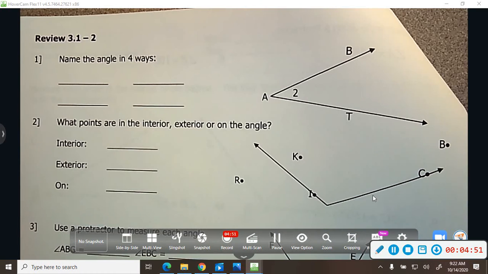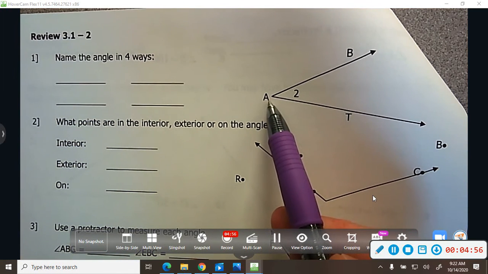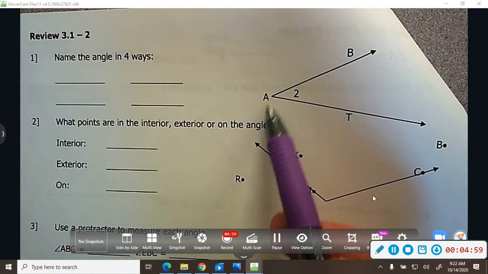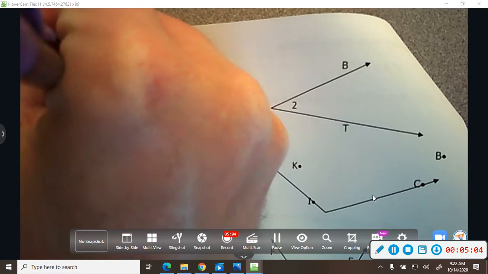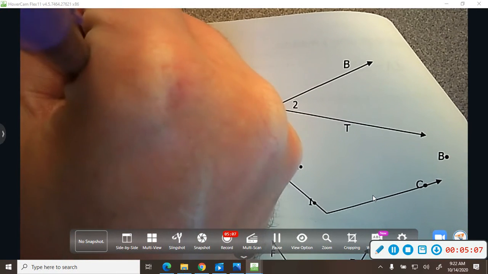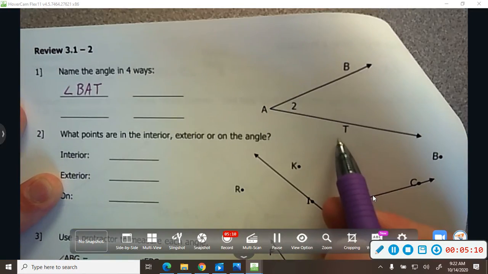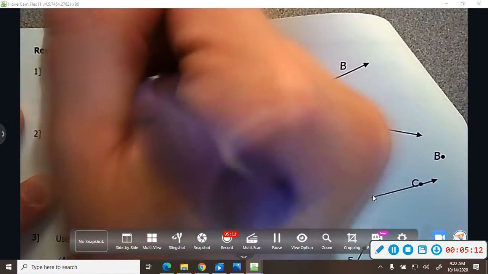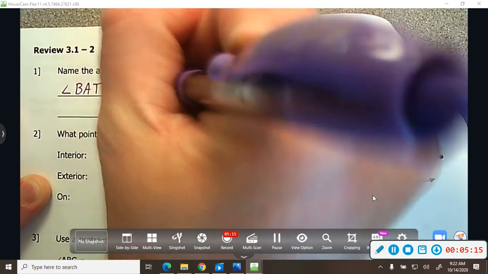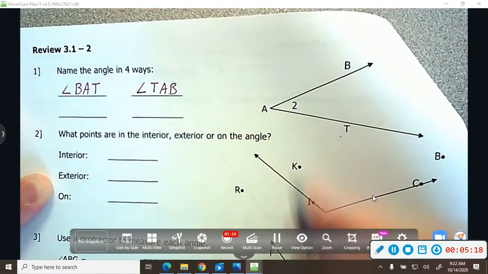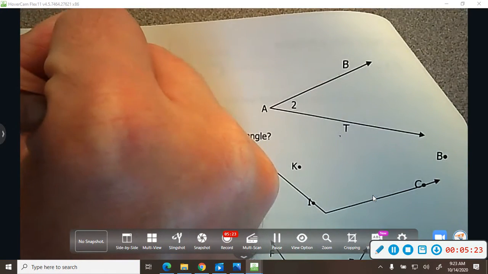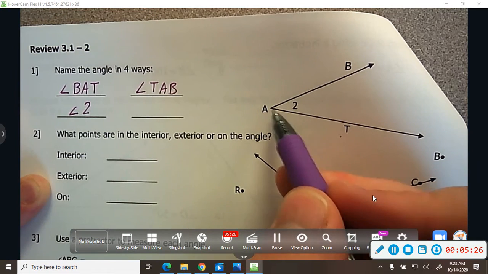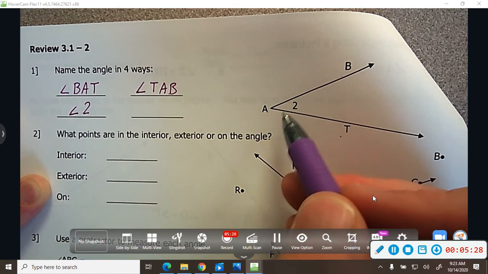Alright, so more examples. We're going to name the angle in 4 ways. So as long as A is the vertex and we use 3 letters, we're good. So I can name this angle BAT. I could name this angle TAB. I could also name it by the angle number inside, which is angle 2. Or because there's no other angles on the paper, I can name it angle A.